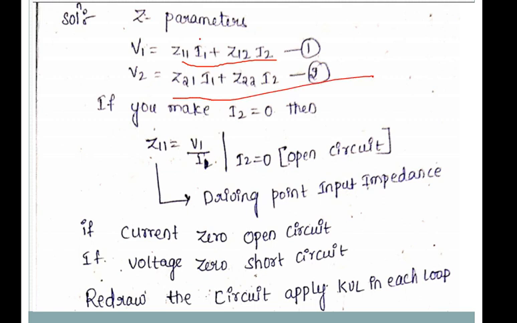So in order to calculate Z11, we need to make the I2 value 0. To make the current 0, we need to make the circuit open circuit, and to make the voltage 0, we need to make the circuit short circuit. So to calculate Z11, I consider I2 equal to 0. If you substitute I2 equal to 0 in equation 1, you get V1 equal to Z11 I1 plus Z12 times I2, and here I2 is 0, so this term becomes 0. So Z11 equal to V1 by I1.